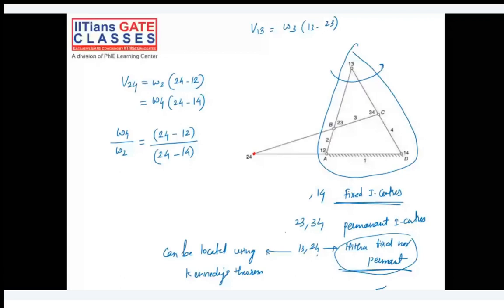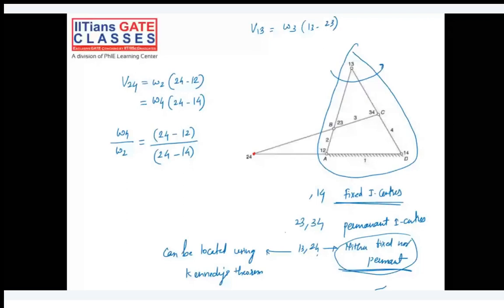Okay, so we got one question from Shruti. Why not 1 3 to 3 4? We are considering omega 3, Shruti. Omega 3 is the velocity of 3 with respect to 2. Or let's say, yes, it's the velocity of link 3 with respect to 2, you can say.